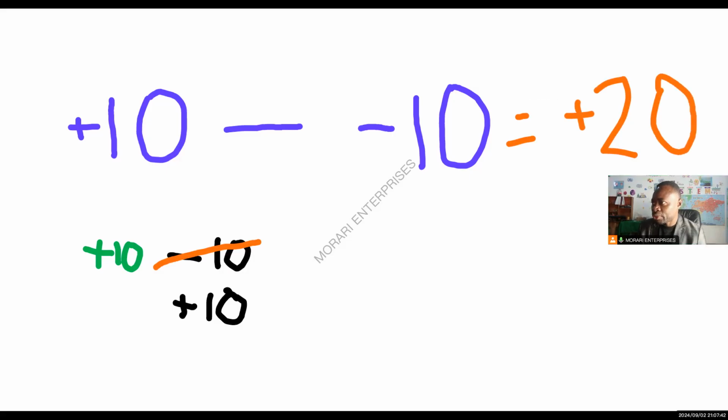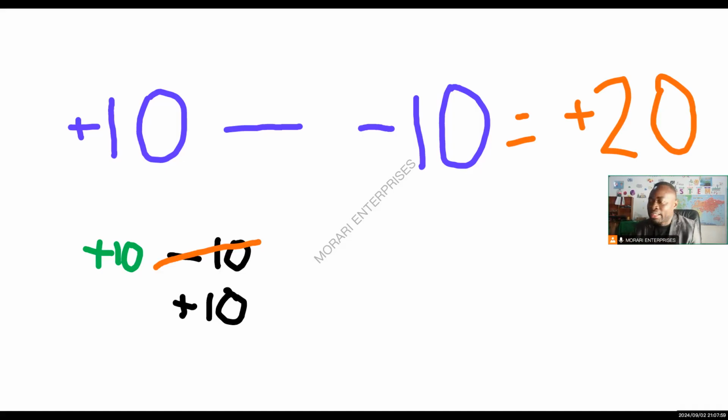So your teachers will tell you, if you see two negatives, make it a positive. I tell you, these are not two negatives. This is minus, which is a verb, and this is negative, which is an adjective. And that is what they mean.